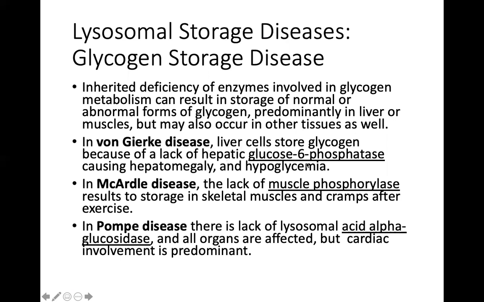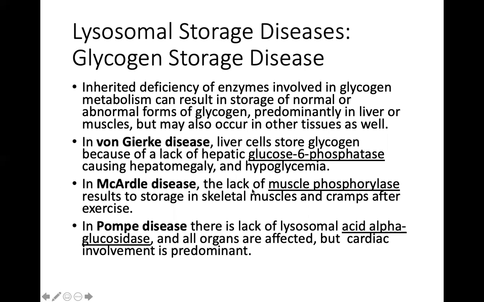So for example, first is your von Gierke's disease natin, in which the liver cells store glycogen because there is a lack of hepatic glucose 6 phosphatase. Okay, walang nagde-degrade ng glycogen natin. So ibig sabihin ay store lang glycogen, hindi na use up. And therefore, pag na-store or nag-accumulate yung glycogen, it will result in your hepatomegaly. And since hindi nga nade-degrade yung glycogen natin, hindi siya nagiging glucose, and walang glycogenolysis, so there is hypoglycemia, alright?